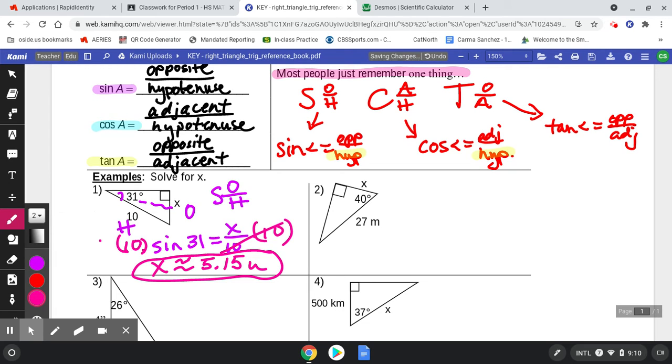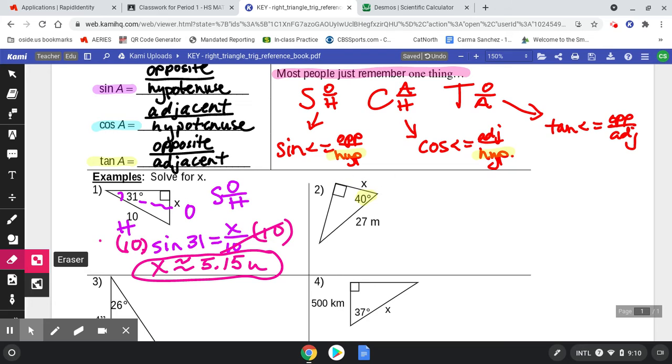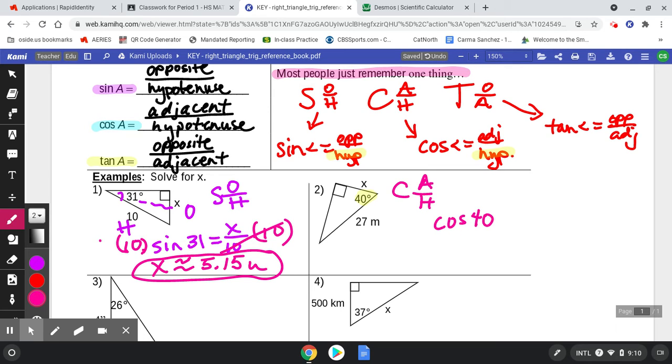All right, so for the next one, what do I have in terms of my reference angle? Do you see that this time, with the 40 being my reference angle, I have an adjacent leg, something that's very close or touching right alongside of my angle, and I have a longest side, the hypotenuse. So what uses an adjacent and a hypotenuse? That's my CAH function. So this time I'm going to use the ratio for the cosine of our reference angle is equal to the adjacent over the hypotenuse.